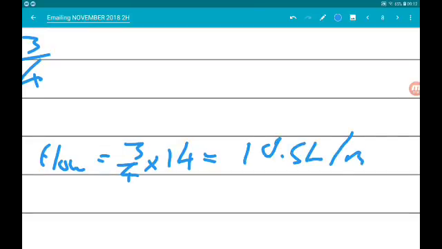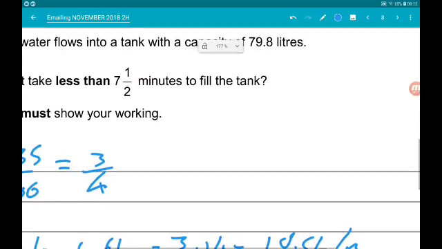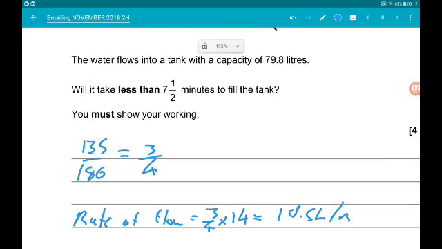litres per minute. Now, there's 2 ways to do this now. We know that every minute 10.5 litres is coming out. So we want to know, will it take less than 7.5 minutes to fill the tank? So we could work out how much it would flow out over 7.5 minutes. To do that, you would do 7.5 times 10.5. The other way to do it is to do the capacity of the tank.